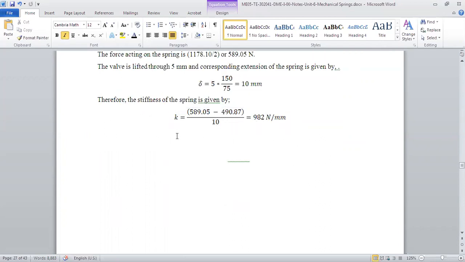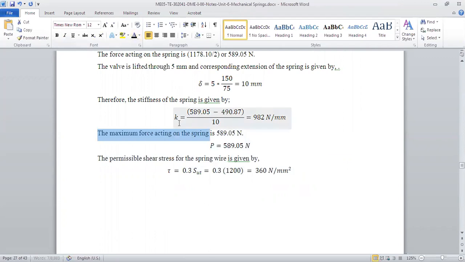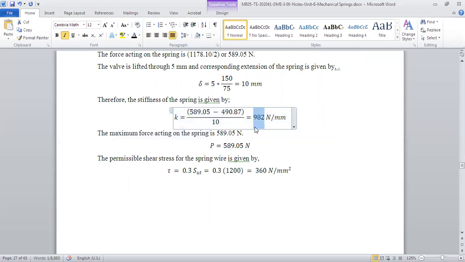Stiffness is Newton per mm, that is, for each distance, what is the deflection of the spring. So we know now that the stiffness of the spring is 982. So for each mm, it will need 982 Newton force. For 1 mm deflection, load required is 982. For 10 mm deflection, load required is 9820 Newton. Okay, so we know now the maximum force in the spring, the minimum force, and we have found out the stiffness.